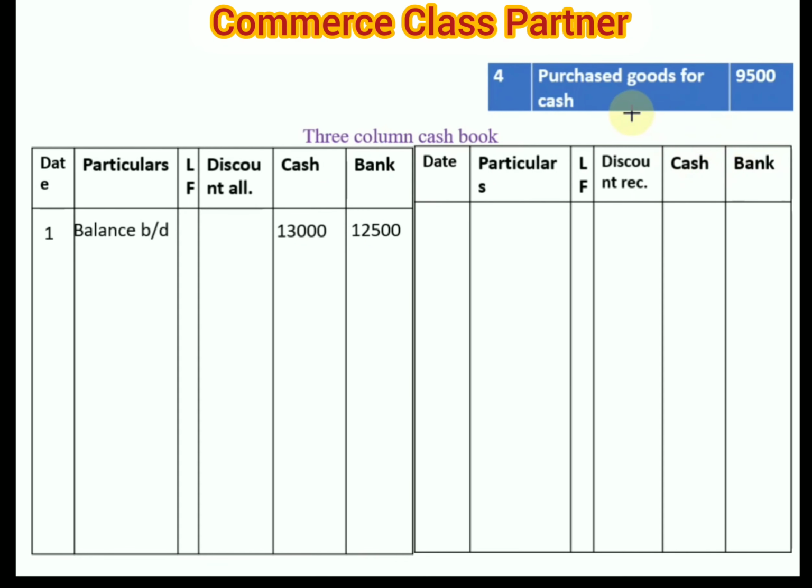Let us take the second transaction: purchased goods for cash. We have purchased and paid cash.